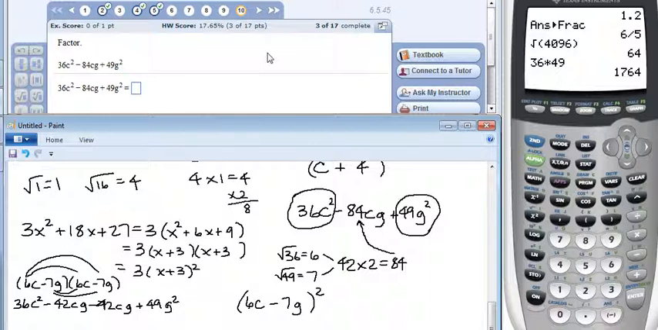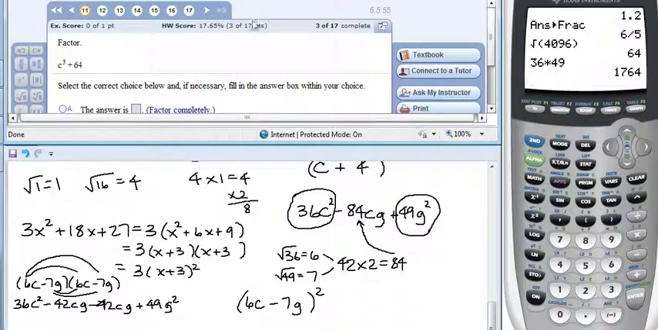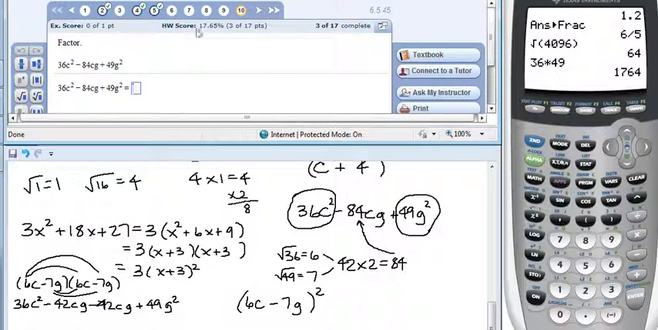I don't know, do I have more of those? I have one more of those, so let's try. No, I don't. That's it. All right, well, you've only got the one in there.